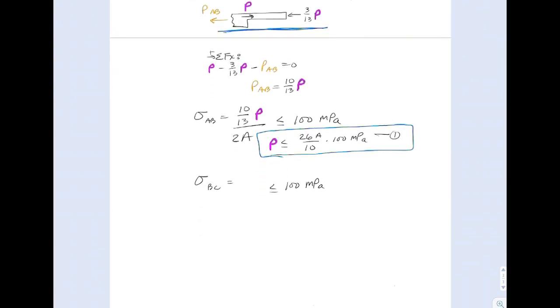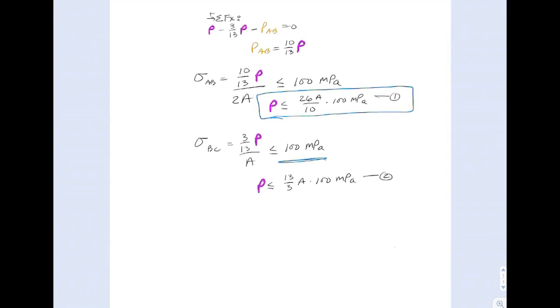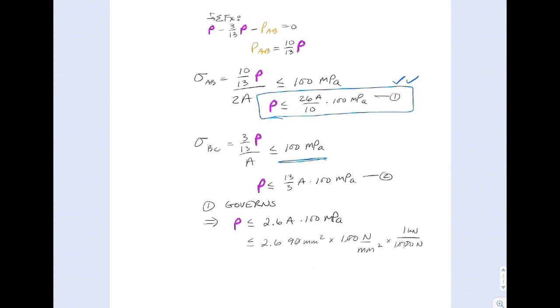That's for segment AB. For segment BC, I'm going to take the answer for PBC divided by the cross-sectional area. Again, that needs to be less than 100 megapascals. So I'll go ahead and solve for P. So there are my two constraints. I'm going to choose the one that governs. The smaller of them is going to govern, and that would be up there in equation 1. So governing with 1, P needs to be less than 2.6 A times 100 megapascals. And at that point, just plug in what A is and make sure you get your units right.